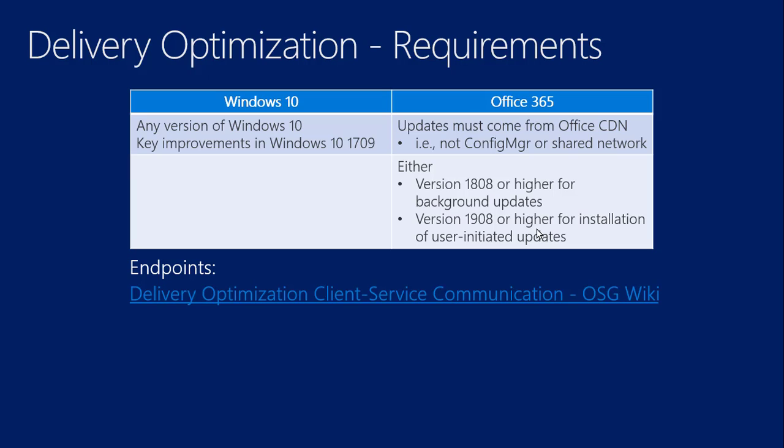And so instead of just putting a bunch of URLs on the screen, there is this document which will list the endpoints needed for delivery optimization so that your devices can actually use that. Okay, how does this work?